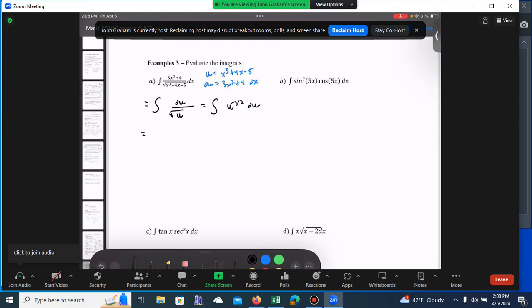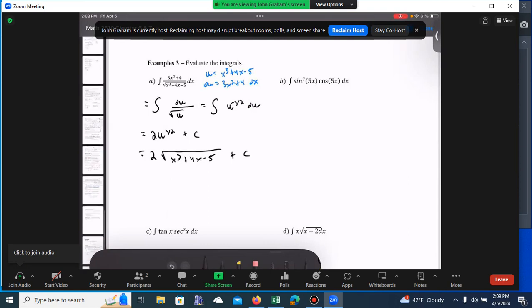which I can rewrite as the integral of u to the negative 1/2 du. Then I can take the antiderivative: you're adding 1, so it's u to the 1/2, and you're dividing by the 1/2, so that's multiplying by 2, plus c. And then you do the substitution. So you'll end up with 2 square root of x cubed plus 4x minus 5 plus c. So what looks like a really complicated integral actually turned out to not be that bad.